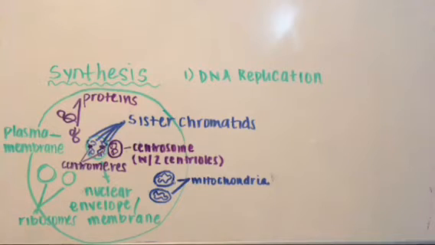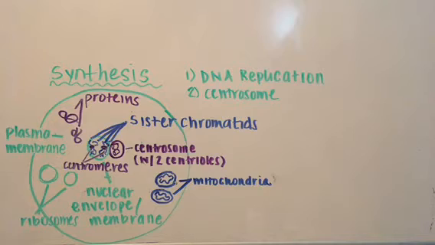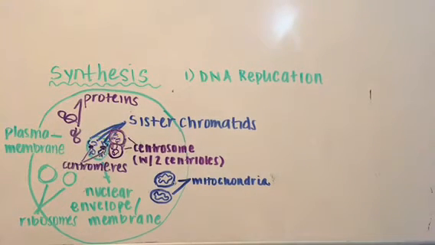The next thing that happens in synthesis is the replication of the centrosome. Before synthesis, the cell has 1 centrosome, and after synthesis, the cell has 2 centrosomes, each containing 2 centrioles.